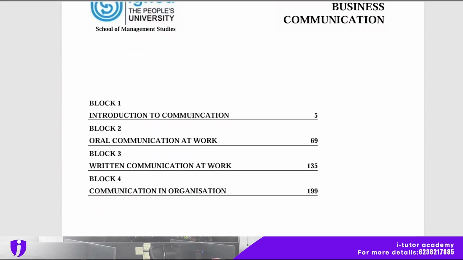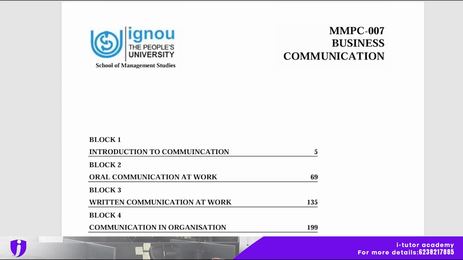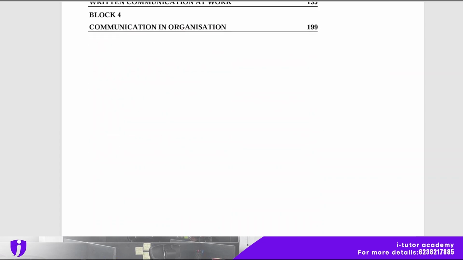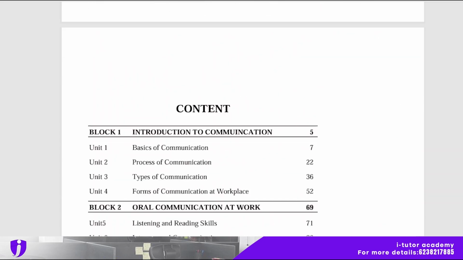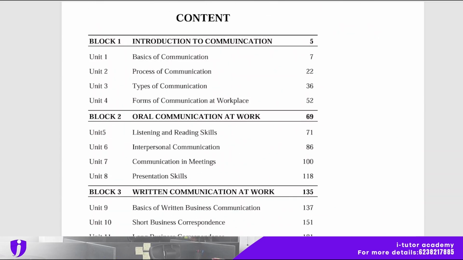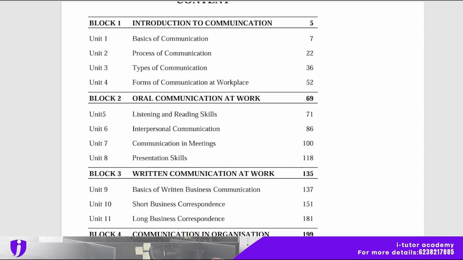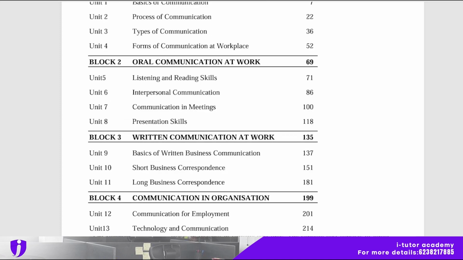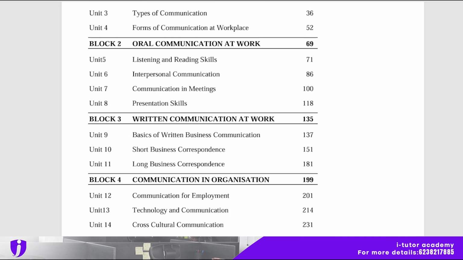Okay, so there are block 1, block 2, block 3, and block 4 in this subject. In block 1 there is an introduction to communication, block 2 is oral communication at work, block 3 is written communication at work, and block 4 is communication in organization. So it is all about basic business communication. Here is the content. In block 1 there are 4 units, block 2 also has 4 units, block 3 has 3 units, and block 4 has 4 units.